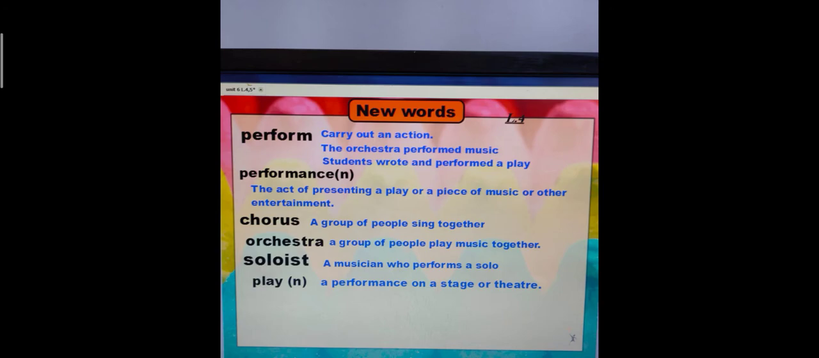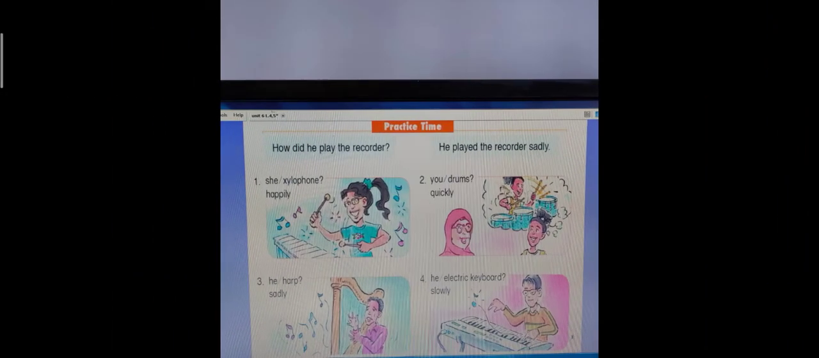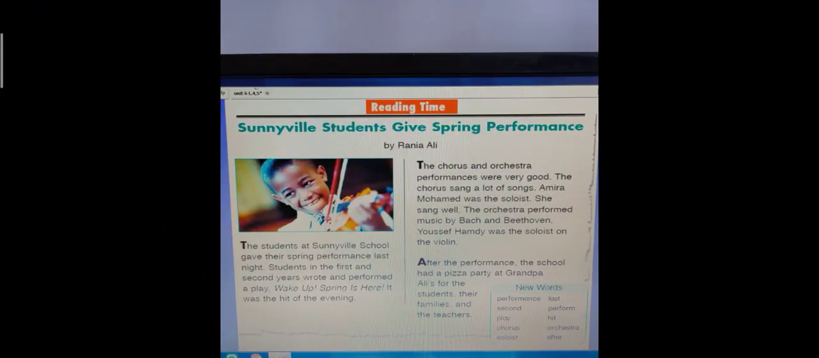The next one, soloist. Soloist means a musician who performs a solo, or to do something alone. Play, here is a noun, a performance on a stage or theater. Play, to do a play or perform a play, means a performance on a stage or theater. Okay, this is the text.